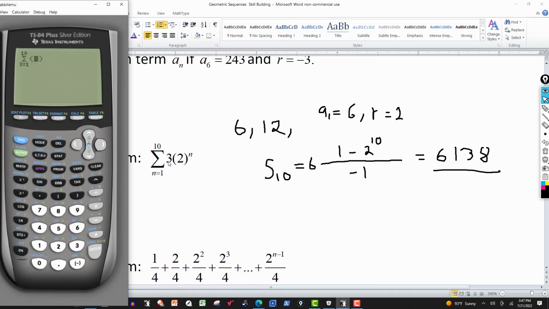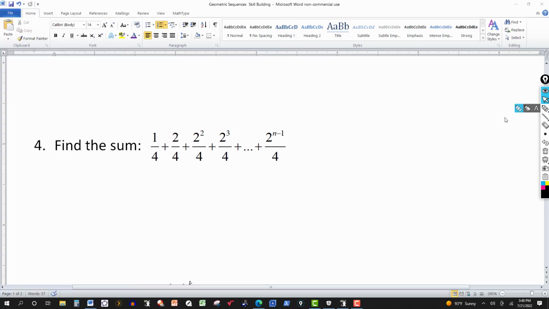And then into the formula here. So it's 3, and that's times 2 to the n power. I'm using x in this case. Doesn't matter, just a variable. Hit enter, and I get the same thing, 6138. Find the sum. So let's look at this one.